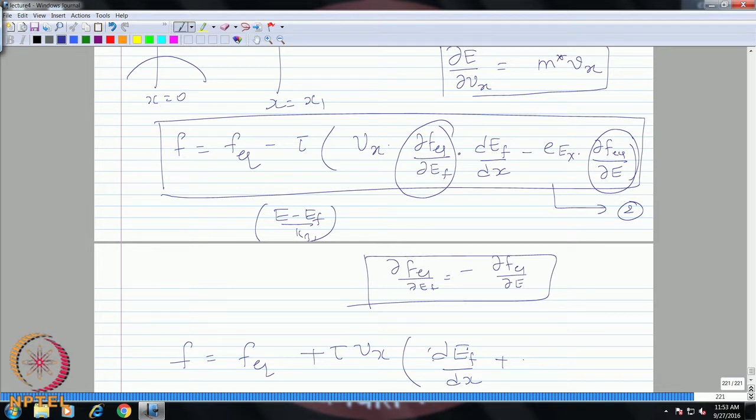Plus Ex. I think some sign is a problem here, and I am taking dF equilibrium by dE. So, this is minus, correct, but this should be a minus here, right. So, this is dF equilibrium by dE. This should be a minus, just check that. No, that is fine. So, minus of minus is plus, okay. I take one minus sign out, so this becomes plus, and minus of minus is plus. So, is this clear? What I am writing is dF equilibrium by dEf as minus dF equilibrium by dE, substituting there and taking that common factor out.